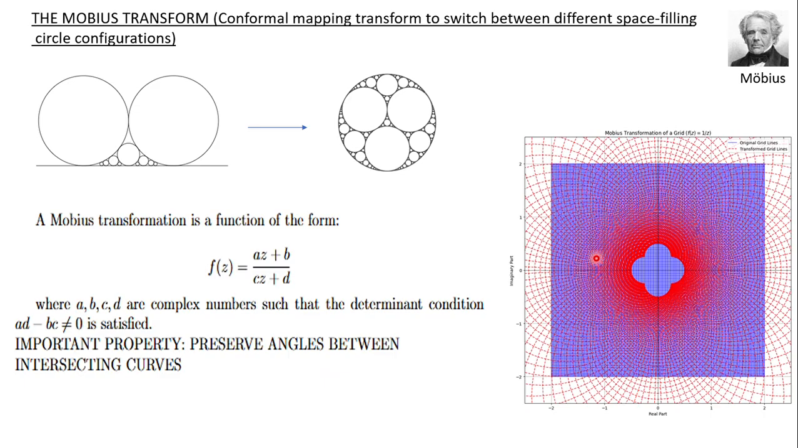conformal, meaning that which preserves form. So essentially it preserves angles between intersecting curves. So this is basically the grid lines in rectangular system, the blue one, and it has been transformed using this transform 1 upon z. So essentially a is 0, b is 1, c is 1 and d is 0.